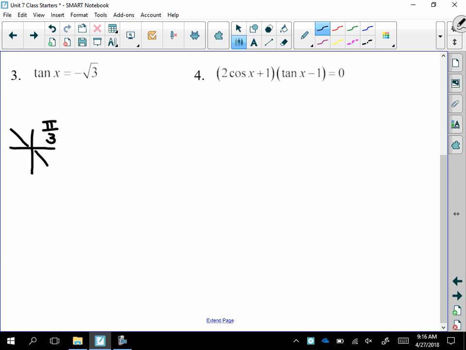So let's get the answer in the second quadrant. 2 pi over 3. And then the answer in the fourth quadrant? 5 pi over 3.